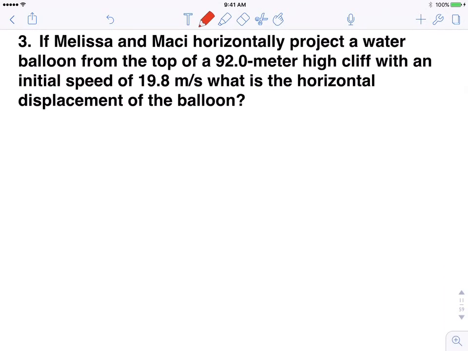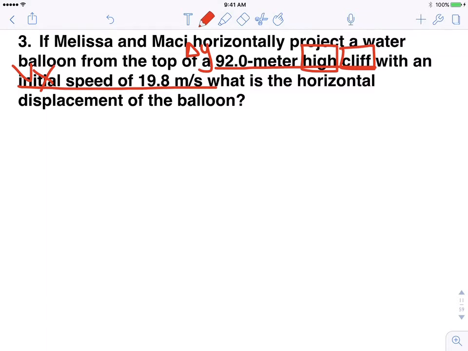Okay, next one. Melissa and Macy. If Melissa and Macy horizontally project a water balloon from the top of a 92 meter high cliff. Okay, so here we go, 92 high cliff. That is definitely delta y. Okay, that is representing some sort of vertical displacement, or up and down displacement. And it has an initial speed. Initial speed is always velocity in the x. What is the horizontal displacement of the balloon?